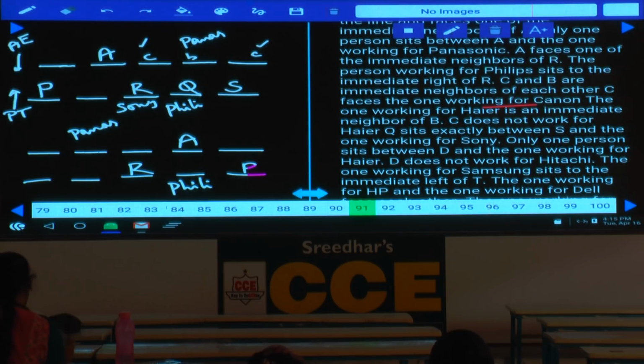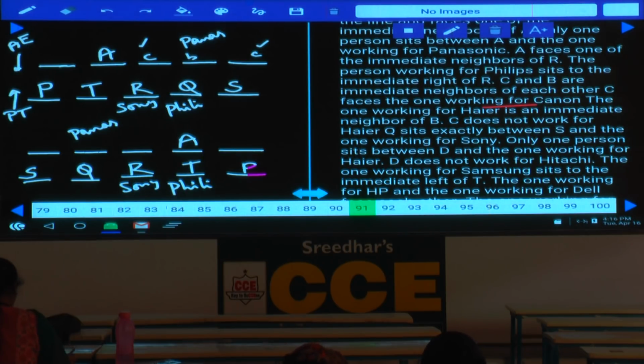Then what is the other possibility here? Now in this one, this Q is in between S and the one who likes Sony. Hence R is working in Sony, and this must be S. Then who is the person left over here? T is the person left over. In this one also T is left over. And C does not work for Hitachi, and Q sits exactly between S and the one who is working for Sony.